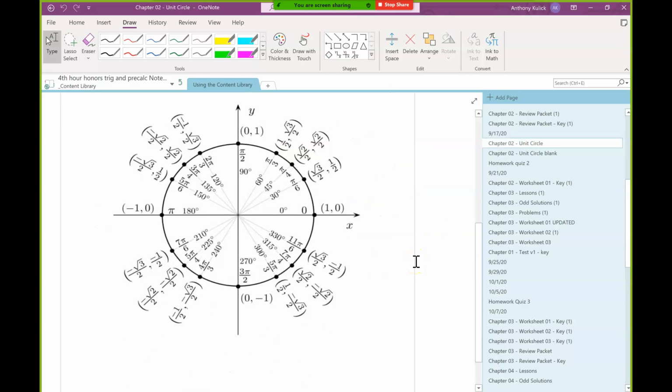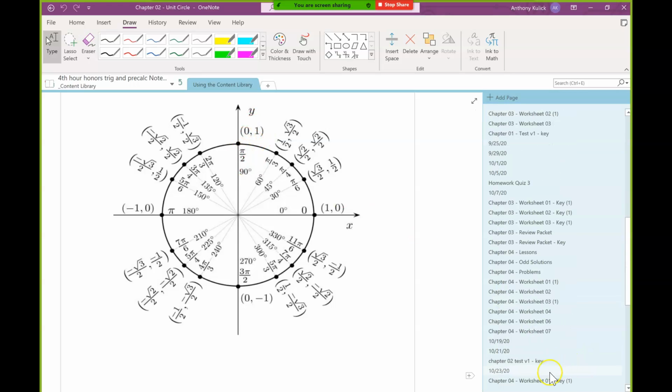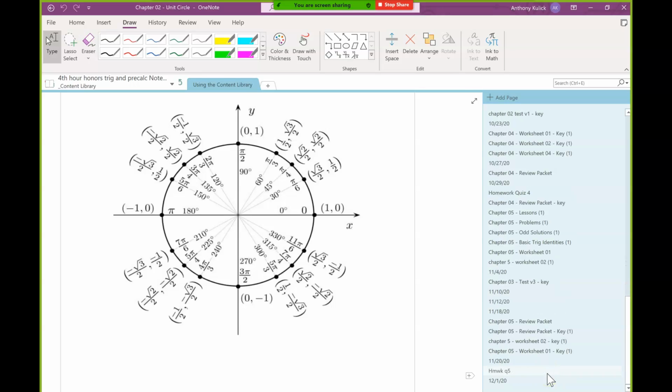So tangent again is y over x. So tangent is 0 when the y coordinate is 0. So that happens here at 0 and at pi. Sine is -1 when the y coordinate is -1. That happens at 3 pi over 2. And sine is +1 when the y coordinate is +1. That happens at pi over 2. So let's just go and record that.